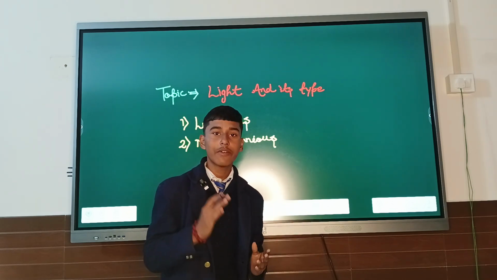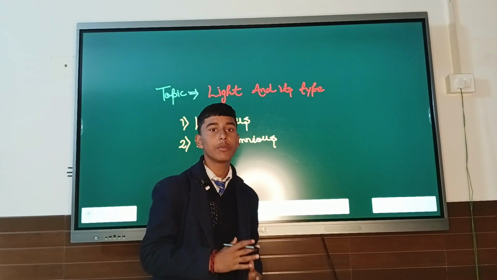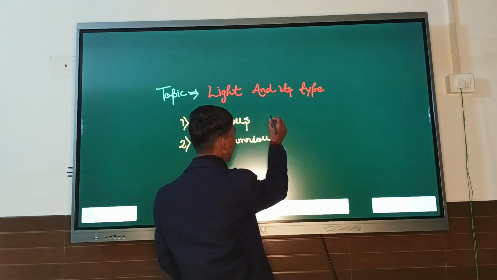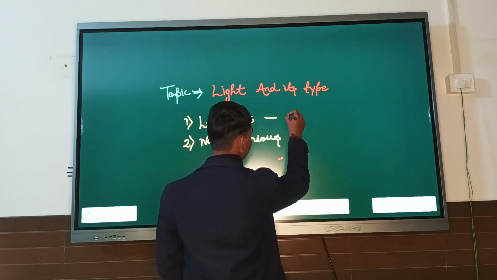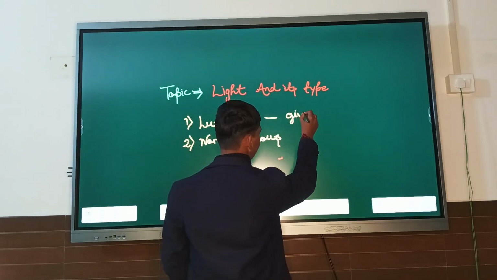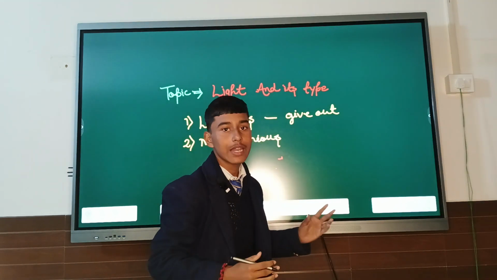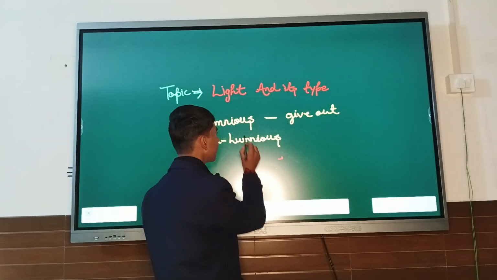Light is also divided into many types. The first one is luminous objects. Do you know what a luminous object is? It is a thing that emits light. Emit means that the object gives out light. This comes into the classification of luminous objects.